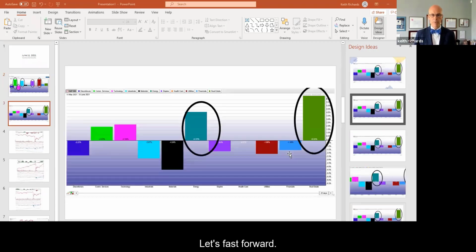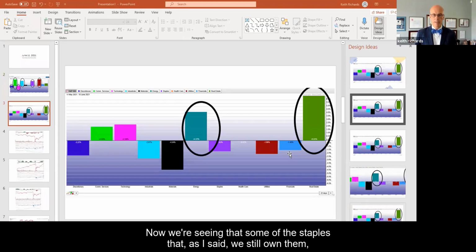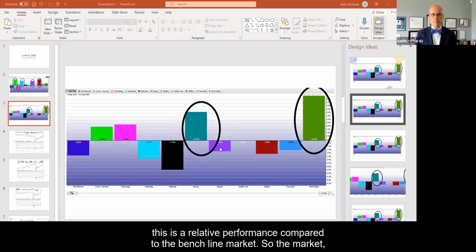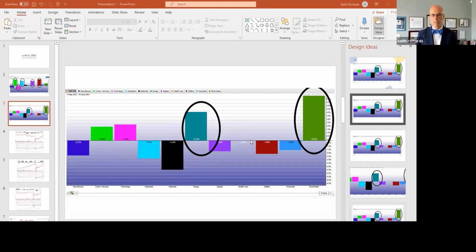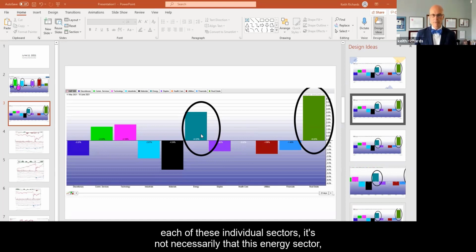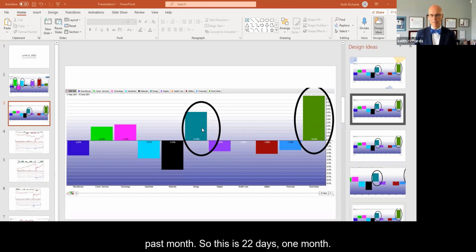So let's fast forward. Now we're seeing that some of the staples that, as I said, we still own, have pulled back. They're underperforming. This is not an actual performance chart, by the way. This is a relative performance compared to the benchmark market. If the S&P 500 is a flat line, how did each of these individual sectors do versus the market? It's not necessarily that this energy sector, for example, made 4%. It outperformed the S&P by 4%. But what we can see here is that really the market's been pretty flat over the past month. So this is a 22-day, 1 month look back as of June 11th.